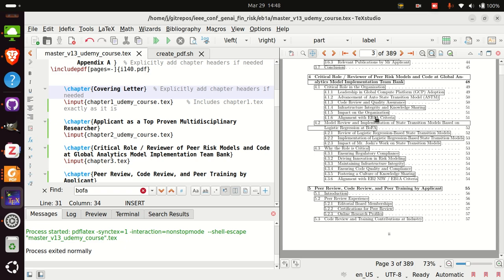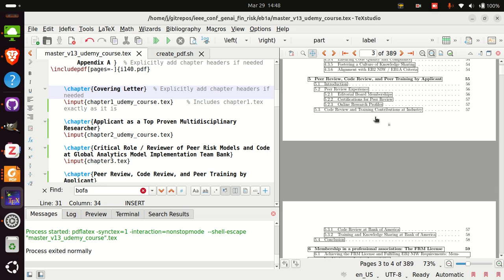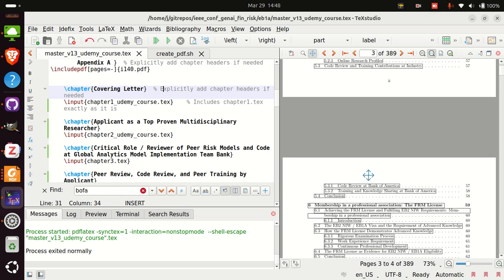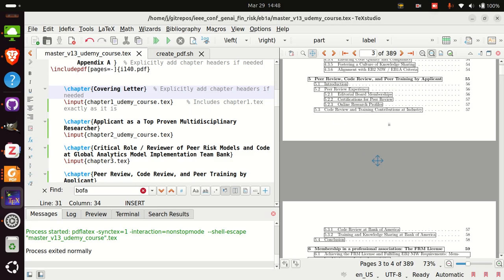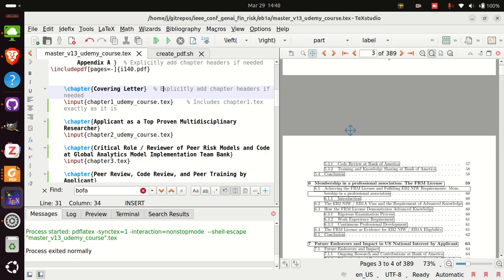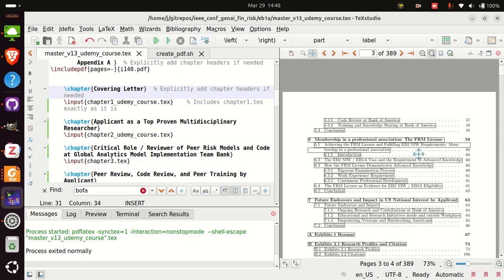So every time you do that, you cite that in the exhibit. Then you have peer reviews, code reviews, peer training. So you have your peer review certification, editorial board membership, the papers that you reviewed, the journals' information, the years that you reviewed, and all of that.